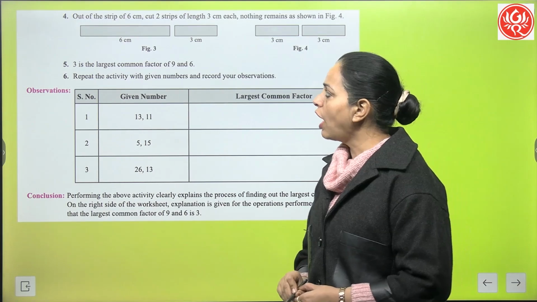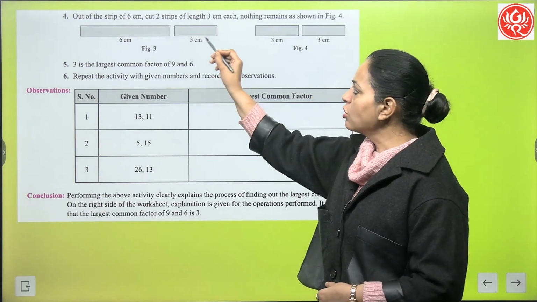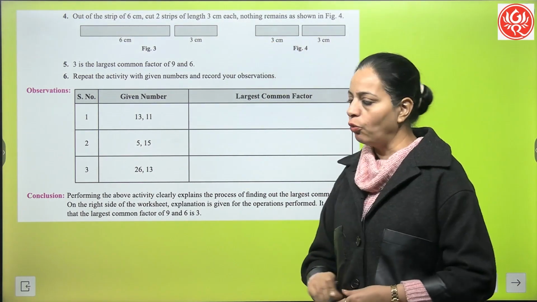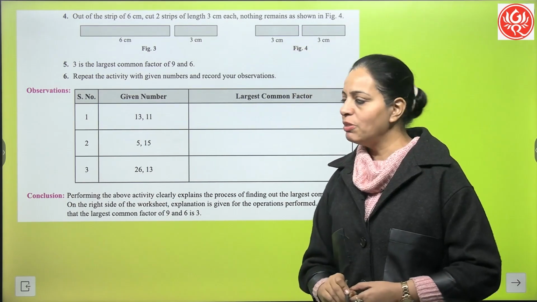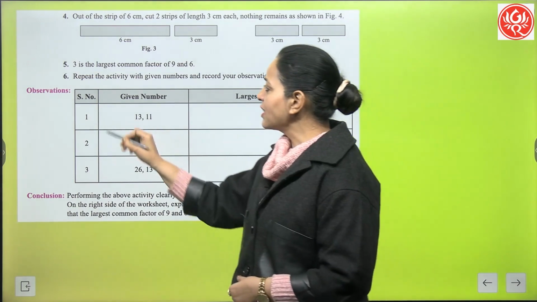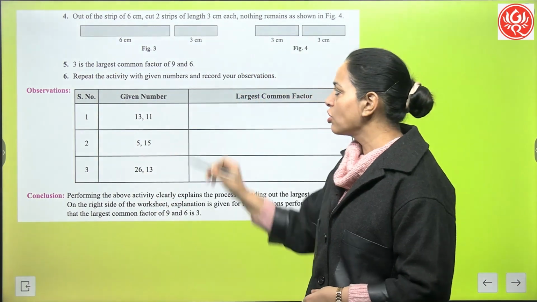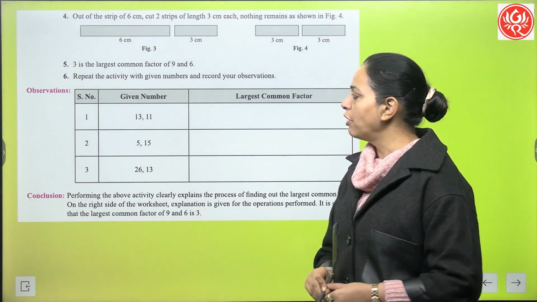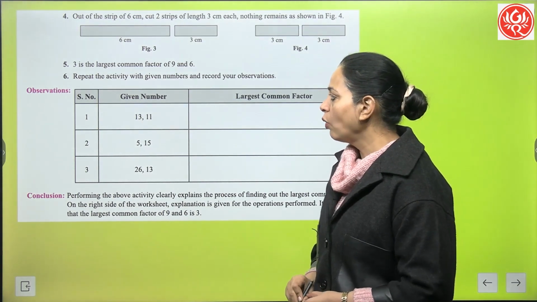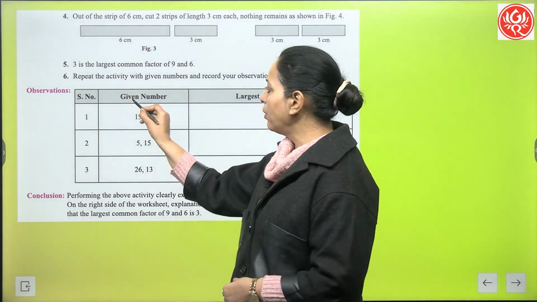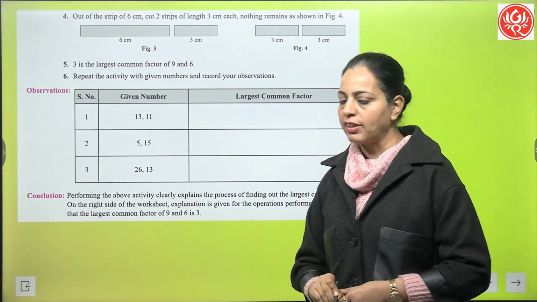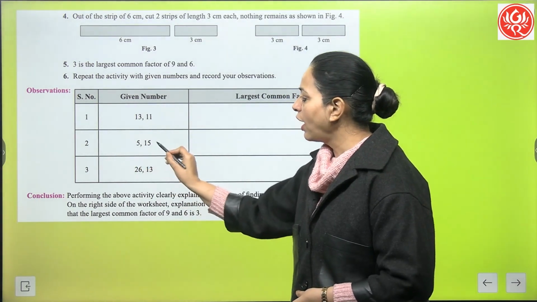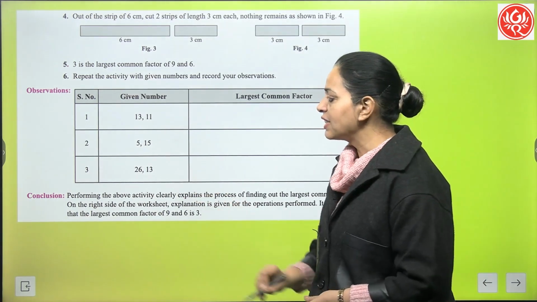Okay. Now the fourth one, out of the strip of 6 cm, cut 2 strips of length 3 cm each. Nothing remains as shown in figure 4. हमारे पास 2 strips आ जाएंगे 3 cm and 3 cm. Now the next step, 3 is the largest common factor of 9 and 6. Now the sixth step, repeat the activity with the given numbers and record your observation. Now here we have some numbers like here serial number, given number and largest common factor. The first one 13 and 11, we can try it. Then the second one 5 and 15 and the third one 26 and 13.